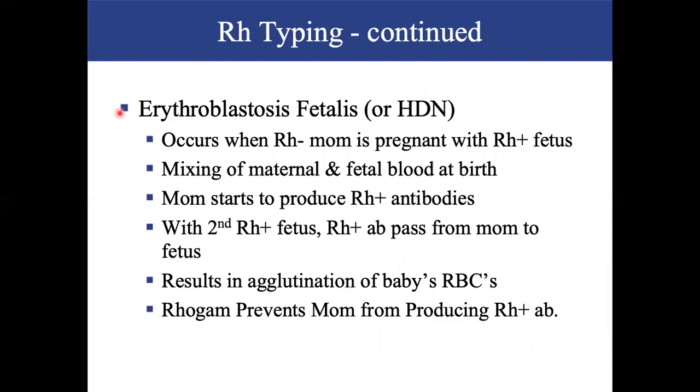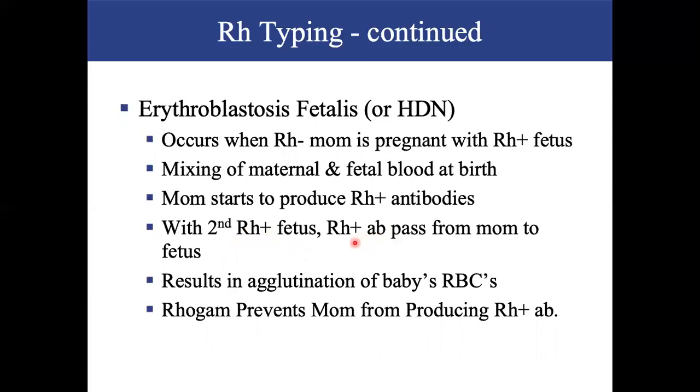Erythroblastosis is a condition where mom is Rh negative, and she is pregnant with an Rh positive fetus, right? At birth, that Rh positive blood, the red blood cells, come in contact with mom, and mom is Rh negative. So mom is going to make antibodies to attack the Rh positive red blood cells. Now, it doesn't really matter because mom gave birth, the baby's gone. But what happens if she gets pregnant again and that baby is Rh positive, right?